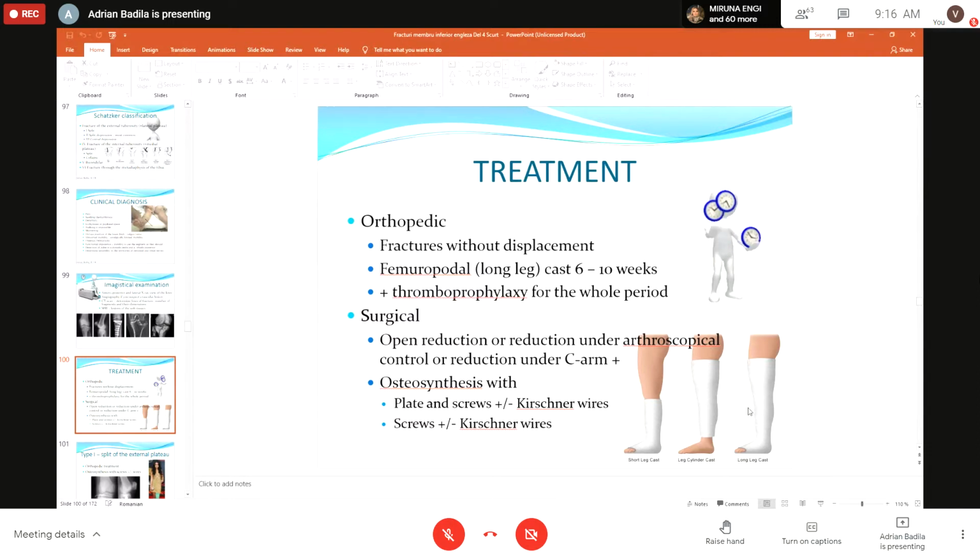The surgical treatment, which is indicated in all fractures with displacement, consists in open reduction or reduction under arthroscopical control or reduction under C-arm control. So the reduction can be controlled by three methods: by direct visualization, by knee arthroscopy, or by the use of the C-arm device in the operating room. After reduction, the osteosynthesis will be performed with plates and screws, plus or minus Kirchner wires, or in smaller fractures with screws only, plus or minus Kirchner wires.